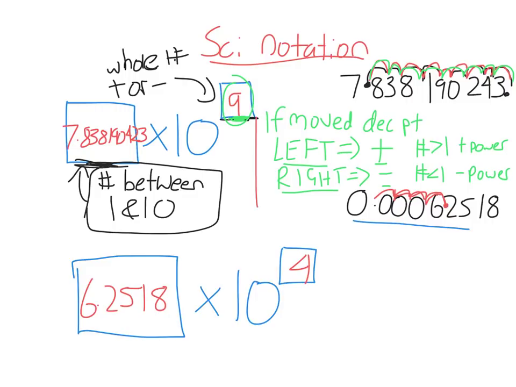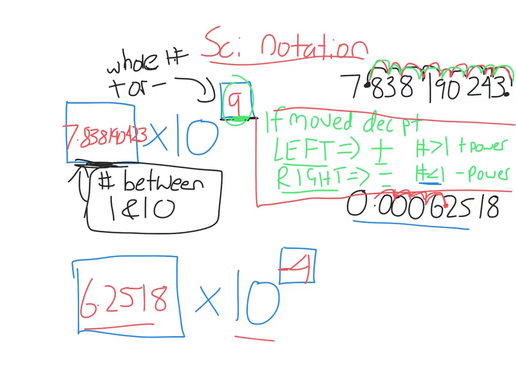Now I look at my rule up here. I moved the decimal point to the right, so the power should be negative. Another way to look at it: the original number was clearly less than 1, so the power should be negative. So 0.00062518 in scientific notation is 6.2518 times 10 to the power of minus 4.